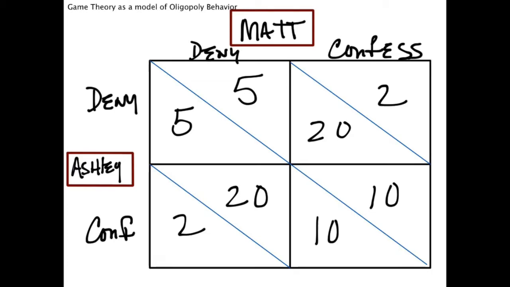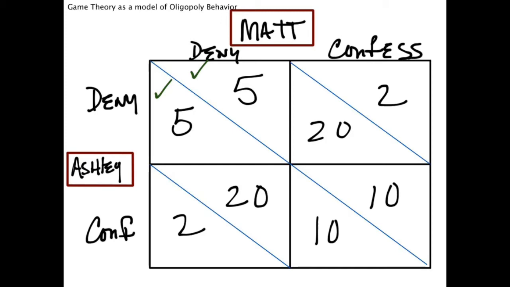But just taking a look at this, you have some interesting things going on. The globally optimal solution would be to have both parties deny, which would get them 5 years each. But let's think about what's happening here for a second. If Ashley were to analyze what would happen if Ashley denies and Matt denies, that would be a 5-5. That's good.